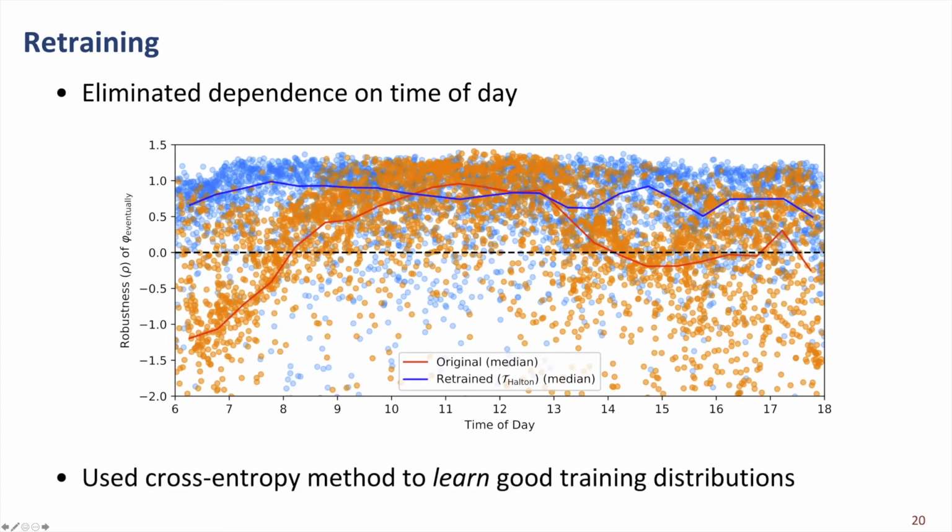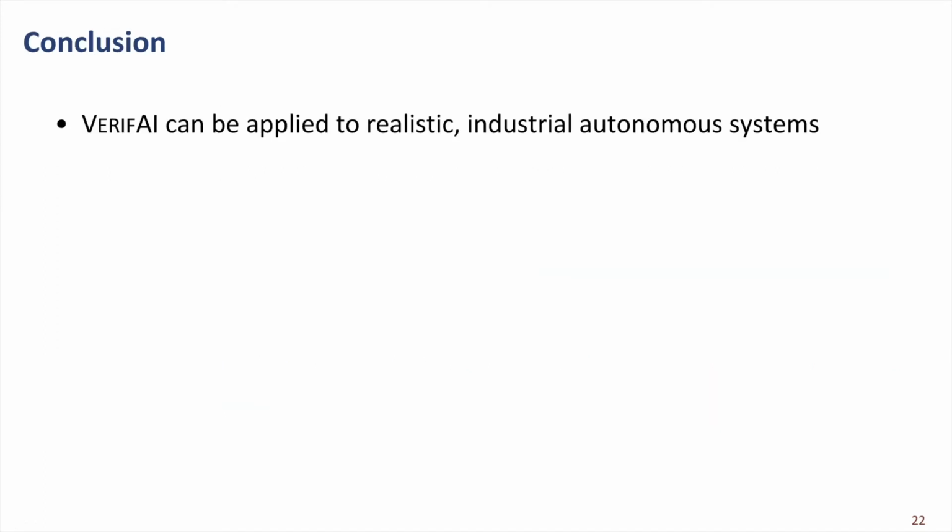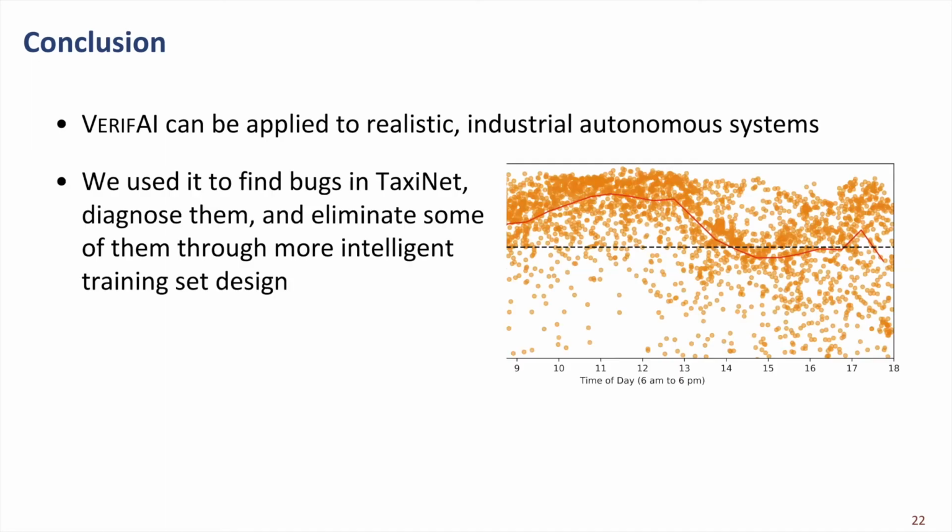In fact, you can actually use the cross-entropy method to learn a good training distribution rather than writing it by hand in the Scenic program. But since we don't have a ton of time, I won't get into that now. We can come back to it later if folks have questions. So just to conclude this section, we show that Verify can be applied to realistic industrial autonomous systems, and you can use it to both find bugs and diagnose them, but also eliminate some of them through more intelligent training set design.